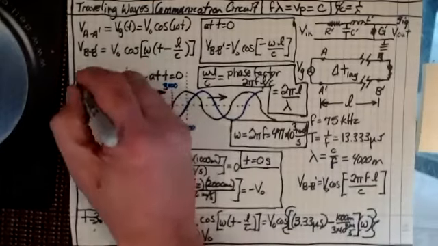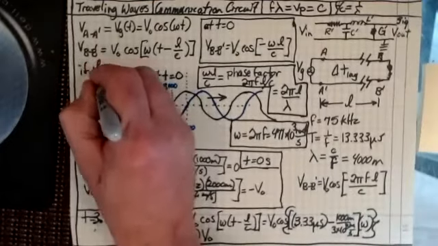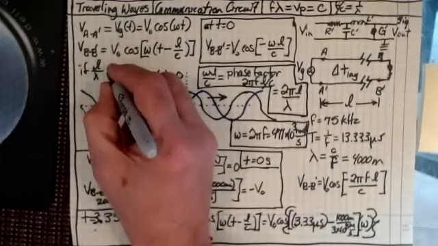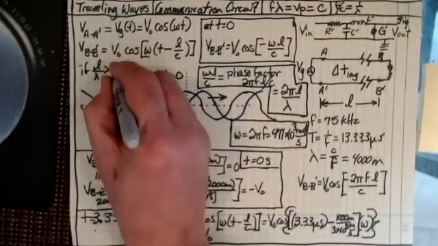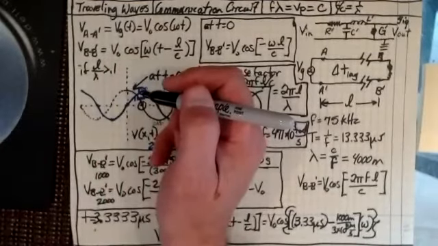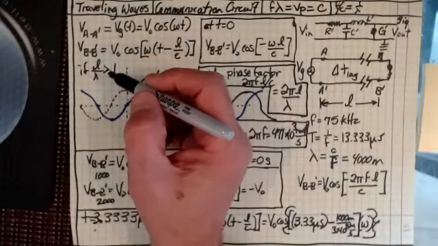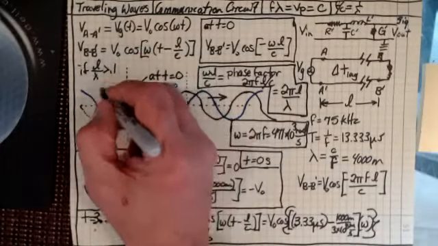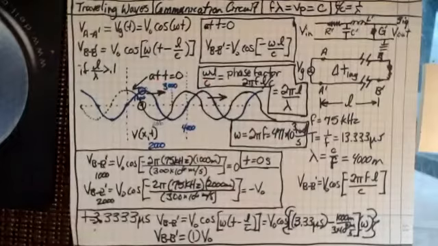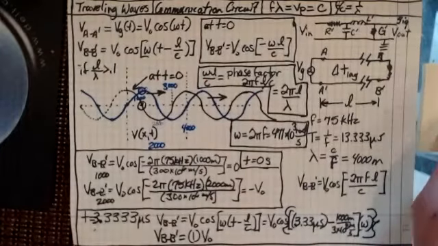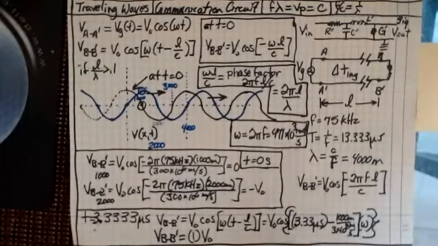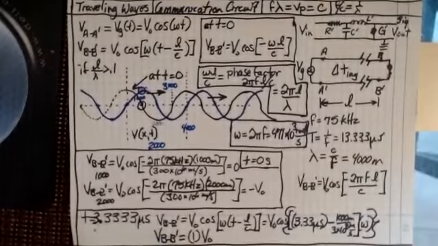So if L over lambda is greater than 0.1, you have to account for phase shifts. You have to look for reflected signals at the load. And you have to look for other capacitive, dispersive, and attenuating effects. That's what I wanted to tell you.